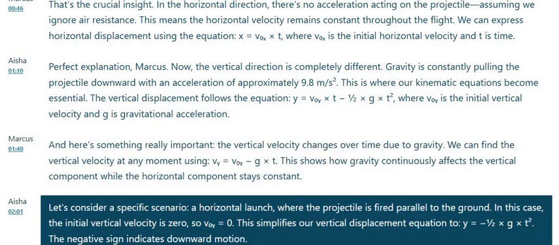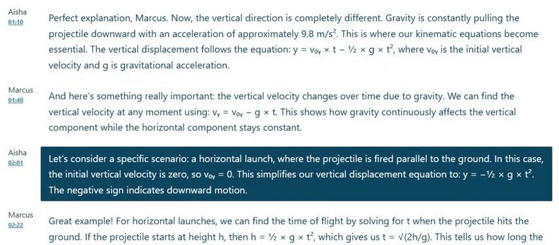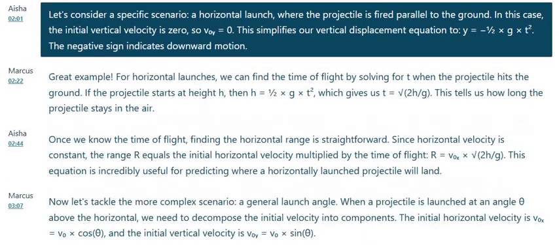Let's consider a specific scenario. A horizontal launch where the projectile is fired parallel to the ground. In this case, the initial vertical velocity is 0. So v naught y equals 0. This simplifies our vertical displacement equation to y equals -1/2 times g times t squared. The negative sign indicates downward motion.